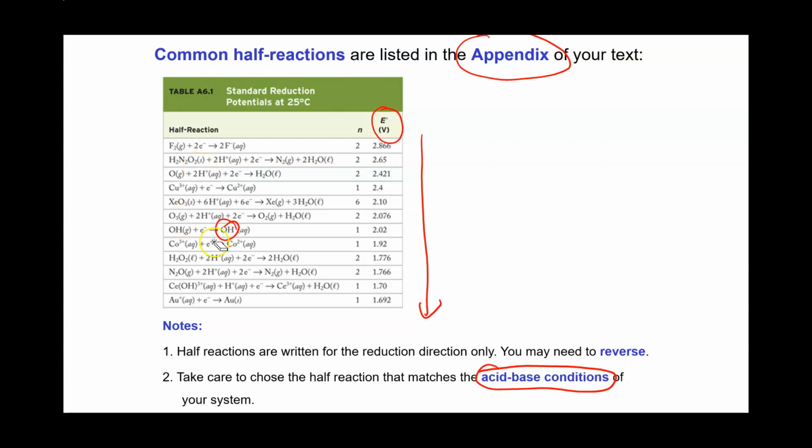Something else to note about these tables of half reactions is they're always written in the reduction direction. That is, they always have electrons on the left-hand side. If you want an oxidation reaction, you will have to flip your half reaction from this table.